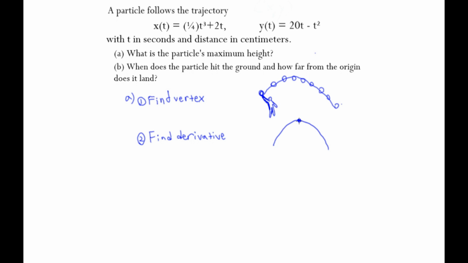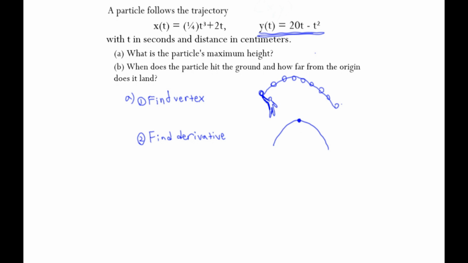The reason why we're using a parabola here is because our y of t is equal to 20t minus t squared. So it's telling us our y values are changing like how a parabola does. This is the equation of a parabola. We can ignore the x coordinates for now, since we're only caring about what's happening to the y, the height. So that's one way, is to find the vertex.